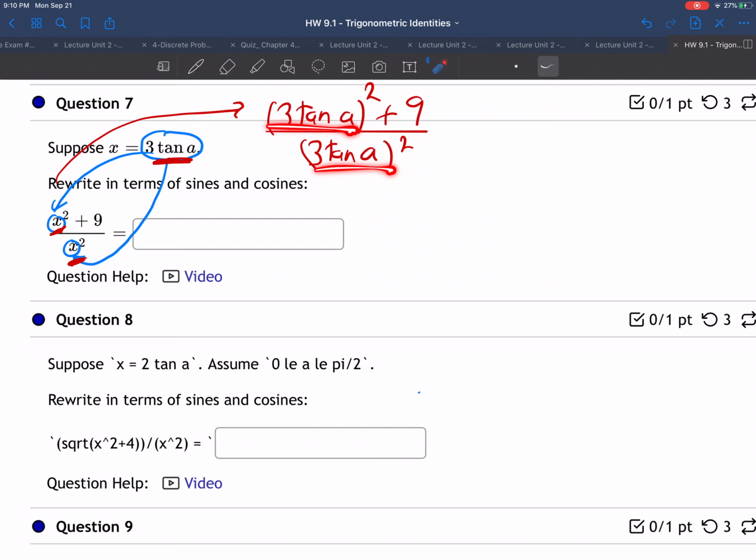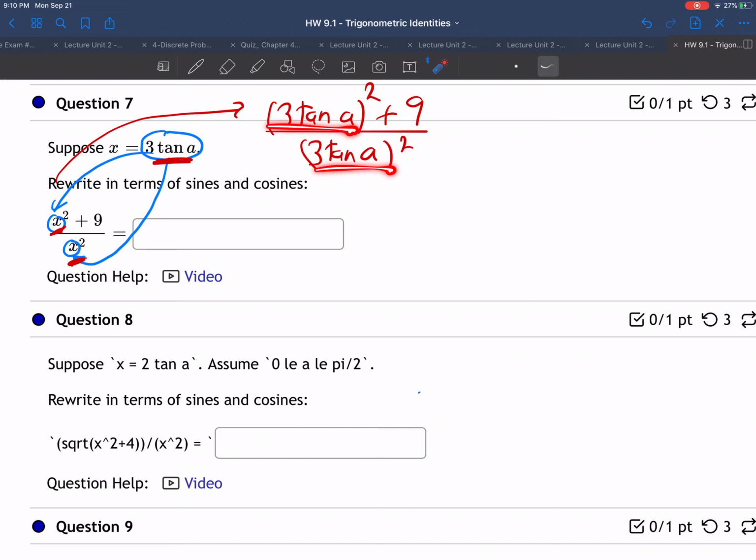Here's an example where they're giving us x equals 3 tangent of a, and they want us to plug that in right there and right there for x, and then simplify this expression in terms of sines and cosines. All right, sounds kind of challenging. It's a very challenging section. Let's take this and plug it in right there and plug it in right there for the x, right? Because x equals that. So what do we get?